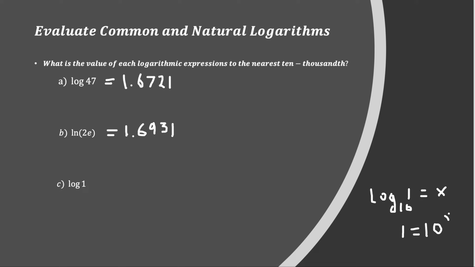And now I'm looking at this and trying to identify what gives me 1. 10 in what exponent gives me 1? If x is 1, 10 in exponent 1 gives me 10. But in exponent 0, anything in exponent 0 gives you 1. So 1 is equal to 10 in exponent 0. So that's why this expression is going to be equal to 0.